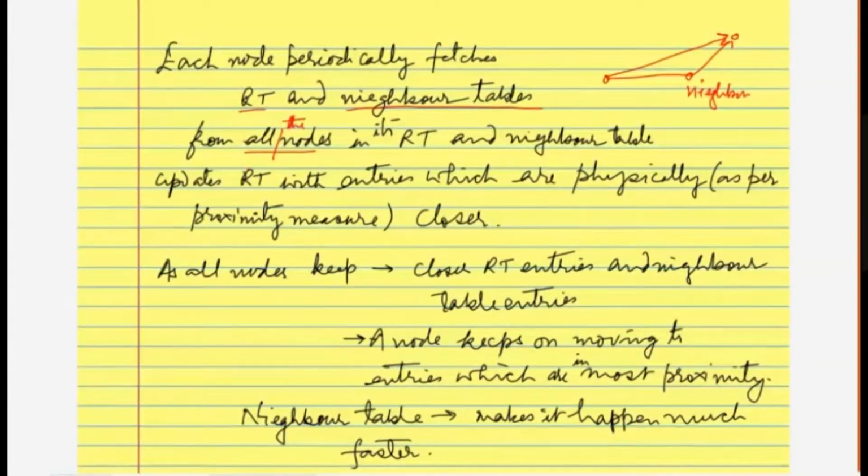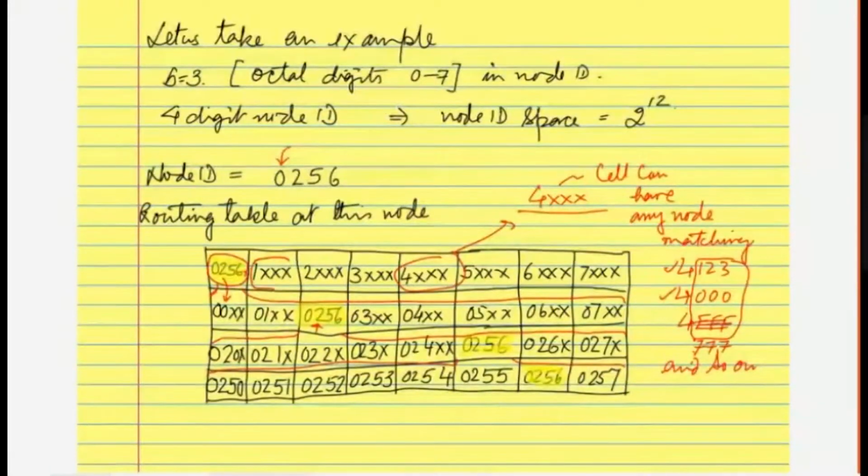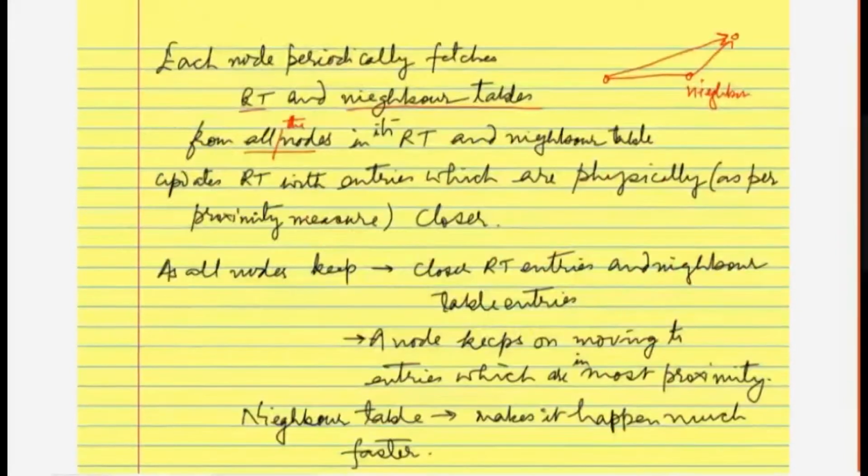So you may end up getting, for example, a routing table here. For this particular entry, you may get, say, 10 possibilities once the exchange happens. Once the 10 possibilities come, you will pick the one who is the closest to you and put that here. So whenever you are routing even to a longer domain, which is a very long hop as far as the numeric distance is concerned, the node is physically closer to you. All nodes will keep closer routing table entries and neighbor table entries, and a node will keep on moving to better and better entries.